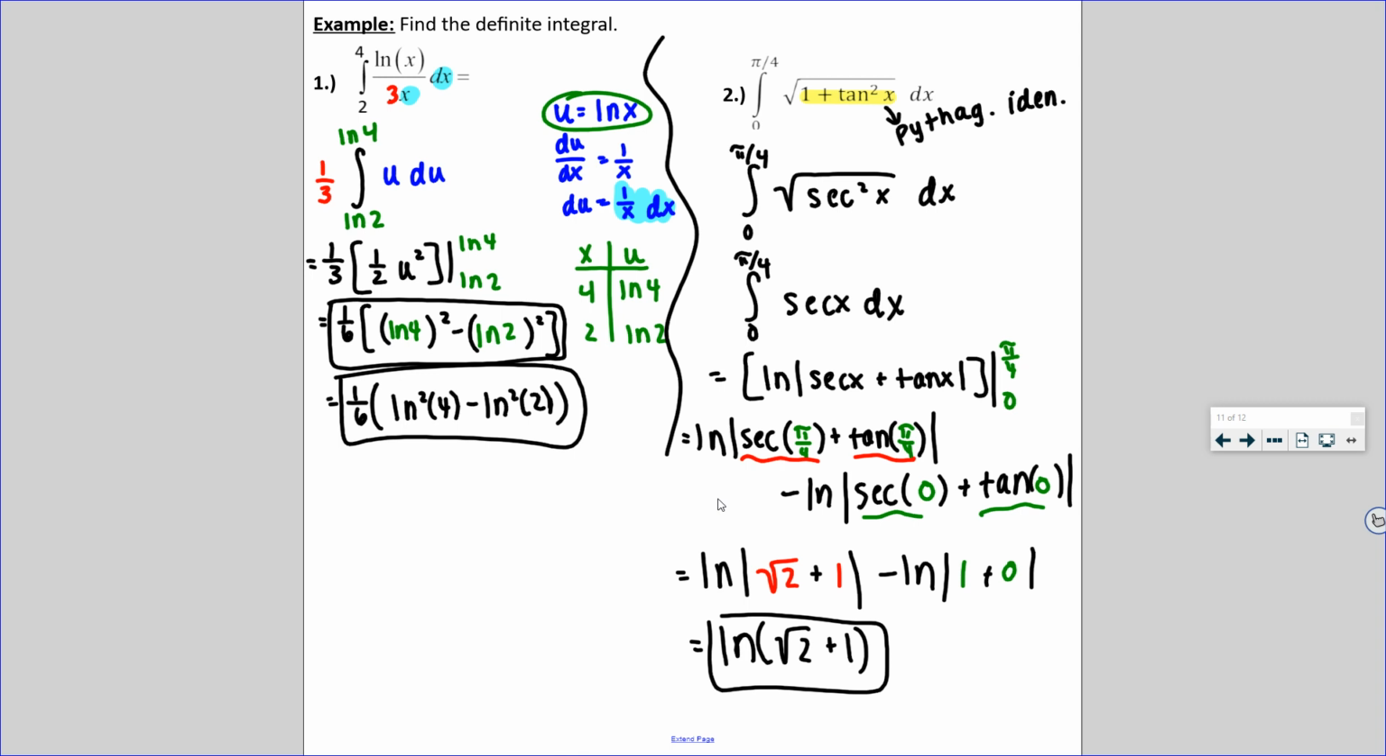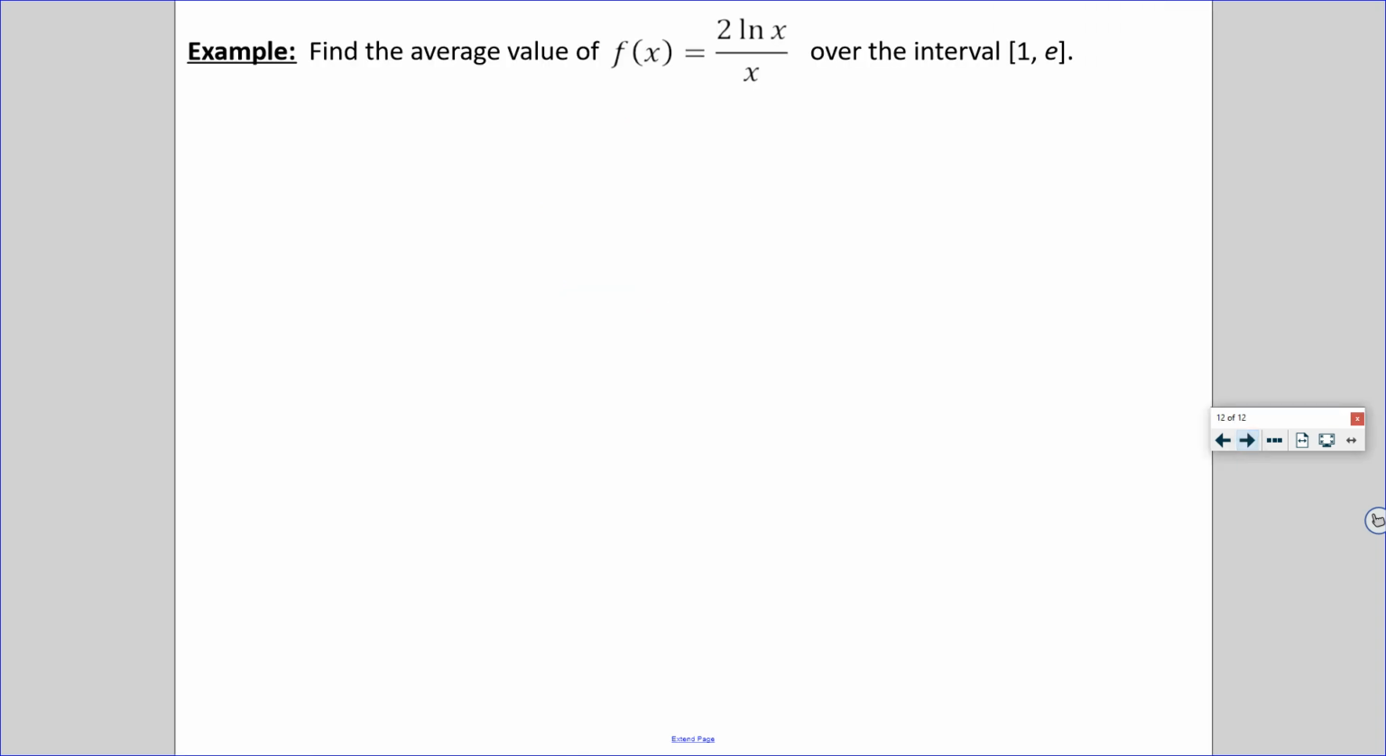Oh, perfect. We only have one more to go. We got 3 minutes to do this. Okay, the only other one I threw in here was, what if you're asked to find the average value? We know how to do this. The average value over any interval is we do 1 over b minus a times the area under the curve from a to b, f of x dx.